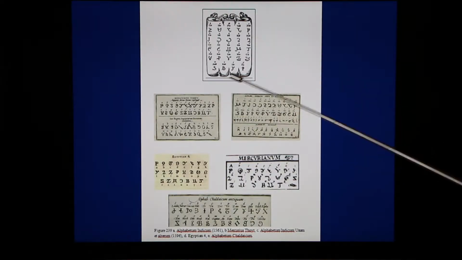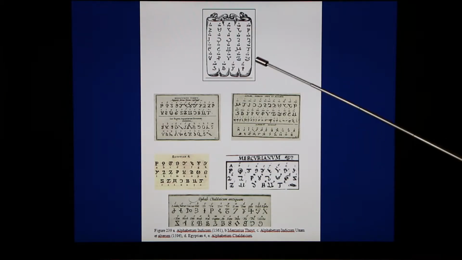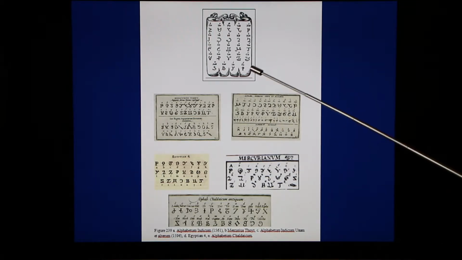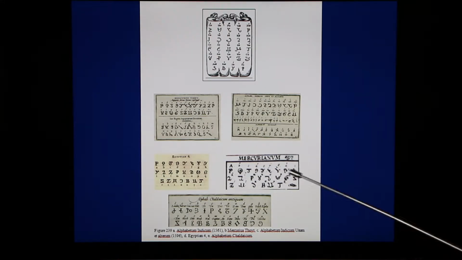Then there is this Indicum, and I drew your attention in the last lecture to this letter, which is found both in Tibetan and in the Javanese alphabets. And this becomes the alphabet of Mercurius thought, or Toit, and that becomes Mercurianum and linked with Egyptian 4, and has some links with the Alphabetum Chaldaicum Antiquorum. But here is when the story really gets started.